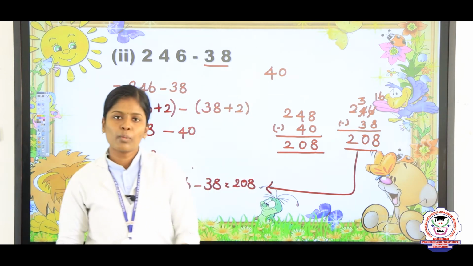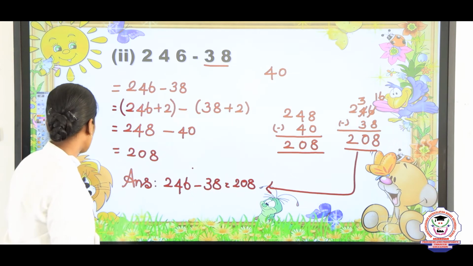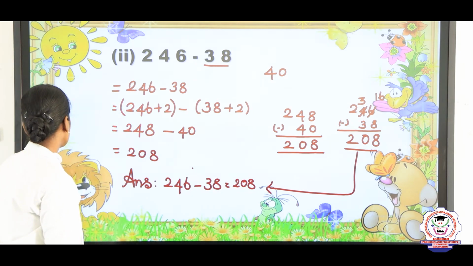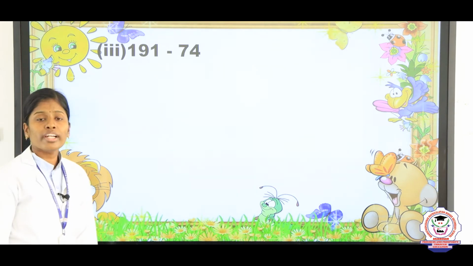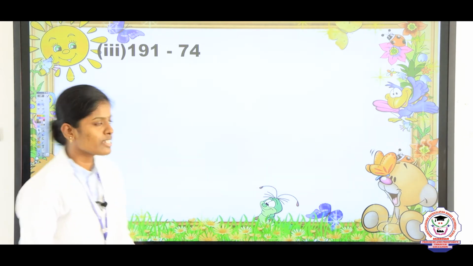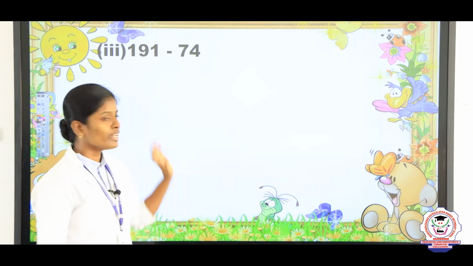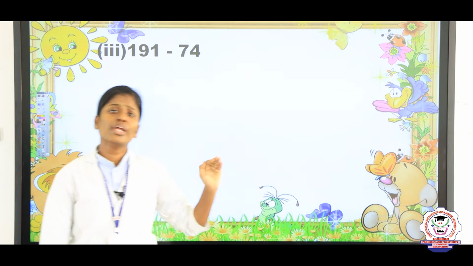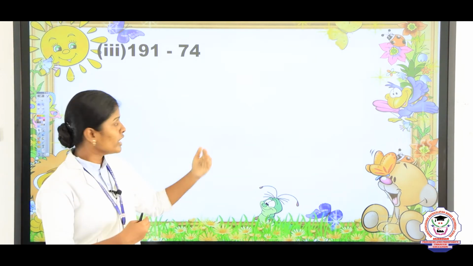So finally we have another example, based on multiples of 10. Listen here. The next question is 191 minus 74. Now tell me Nasreen, what is the first step? Very good. Our first step is that the smaller number we are going to make into a multiple of 10. Here the smaller number is 74. Now we are going to make it into a multiple of 10, which means what is the nearest multiple of 10?